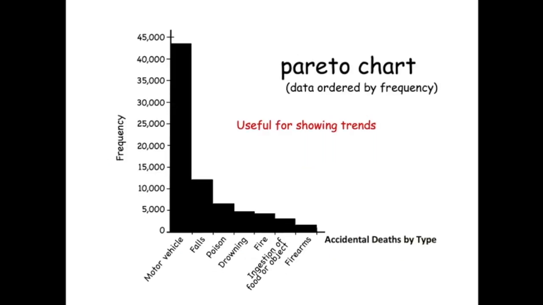This is a special type of bar graph called a Pareto chart, which orders bars according to frequency, and is useful for showing trends. We can easily see, for example, that motor vehicles are the most frequent cause of accidental deaths, followed by falls, and then poison. These are distinct categories, but Pareto charts often show the bars abutting one another.